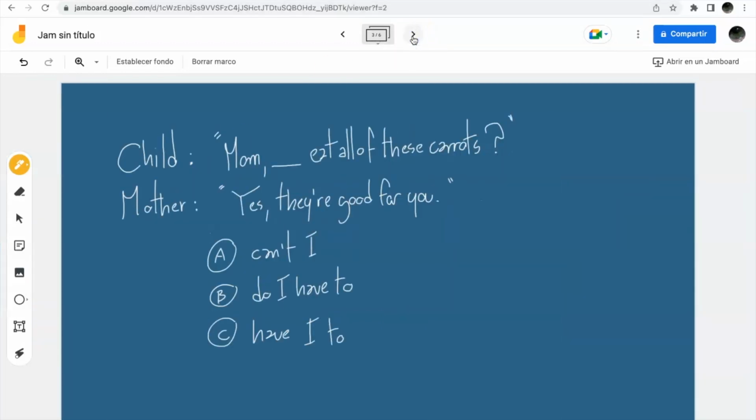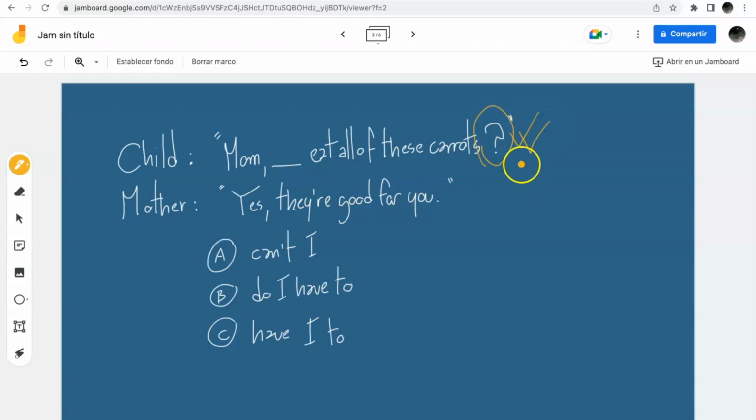Let's go with the following. This is a conversation between a mother and her child, right? So the child says, "Mom, blank space, eat a lot of these carrots, very important." This is a question. And then the mother says, "Yes, they're good for you." Yes, they are good for you. Okay? Right, so most important things here. Question. This is a question.